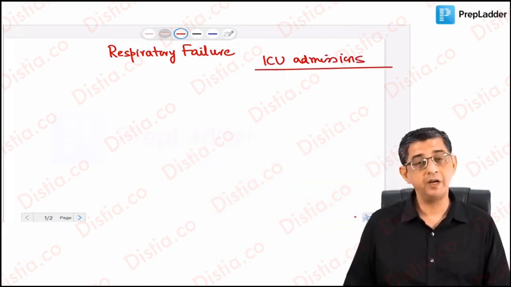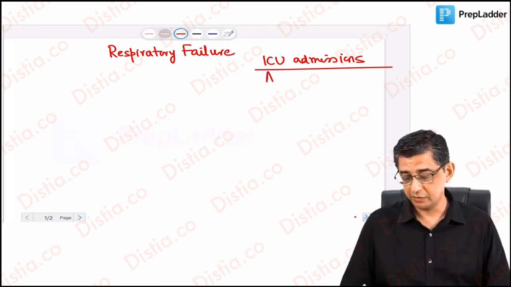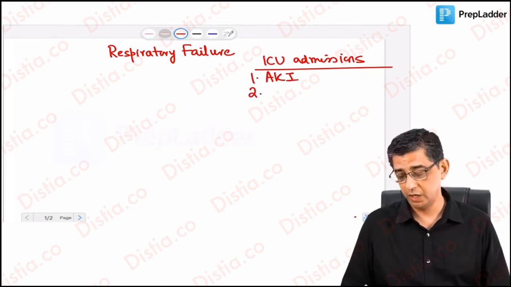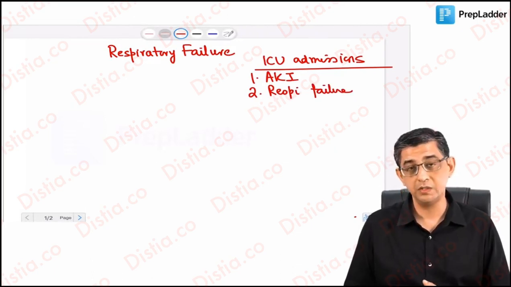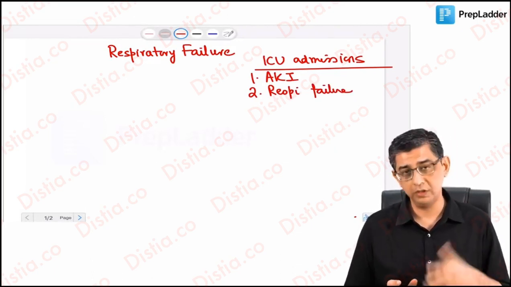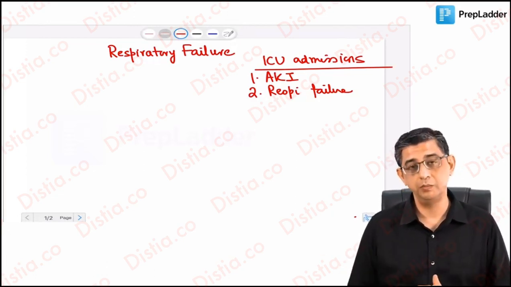In the 20th edition of Harrison, 21st would be coming very soon in the next year, it is written that one of the important causes of ICU admission is acute kidney injury, and after that was written respiratory failure. Well, due to the increased incidence of COVID-19 pneumonia cases, now our ICUs were full all over the world, in fact, with respiratory failure patients mainly. So now this will obviously become number one.